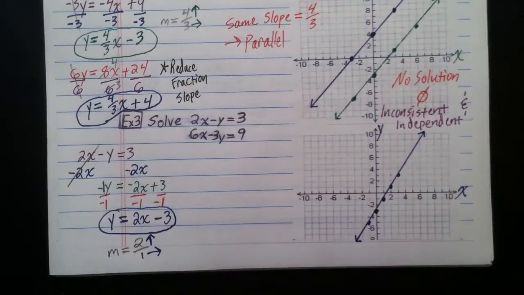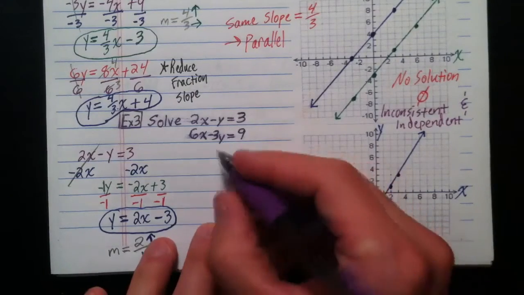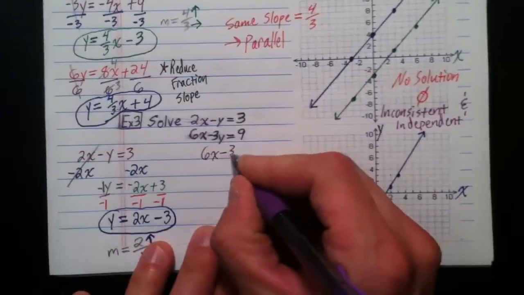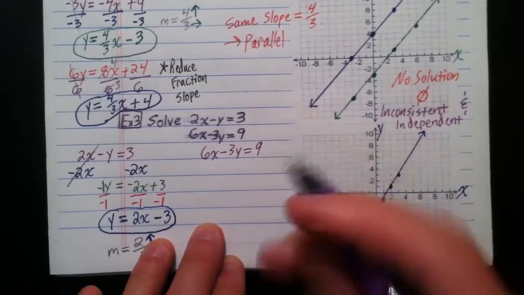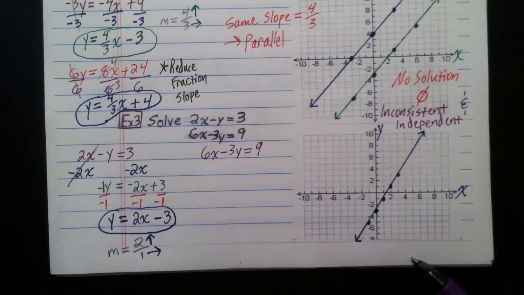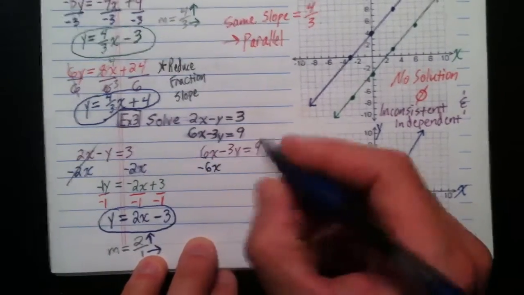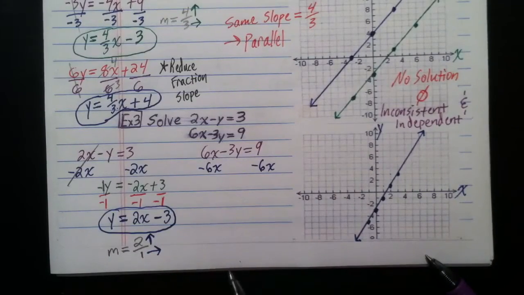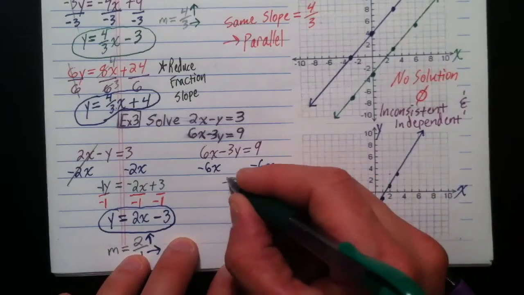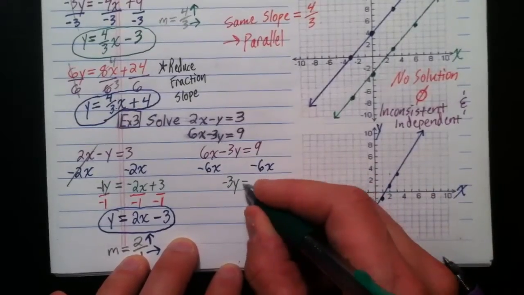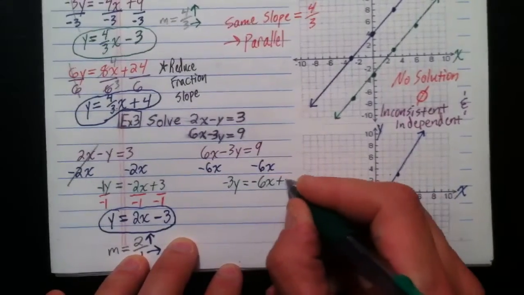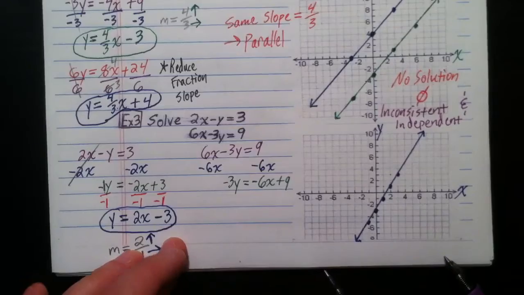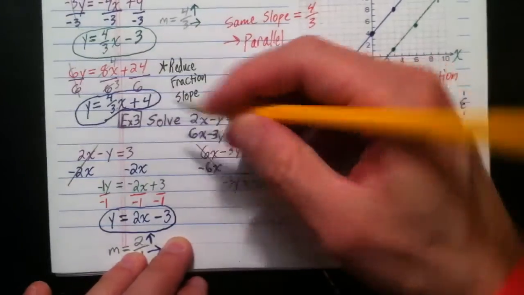Equation 1's been graphed. Let's look at equation 2. 6x minus 3y equals 9. We want to get rid of the x term, so subtract 6x from both sides. This leaves us with a negative 3y on the left and negative 6x plus 9 on the right. So we can cancel out our x terms.